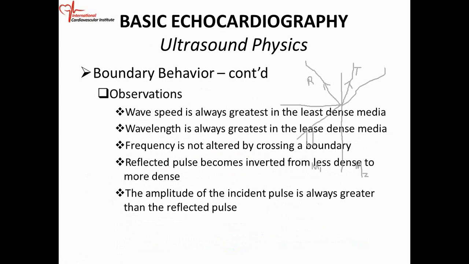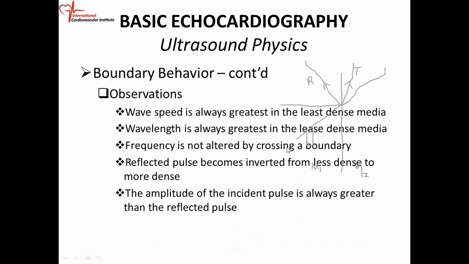All right. So the observations that we made is that wave speed is always greatest in the least dense media, and explain how you get that. So when a wave moves from a more dense to a less dense medium, it's going to speed up. Wavelength is always greatest in the least dense media because since it has a greater speed, the wavelength tends to increase. So the wavelength is greatest in the least dense media.